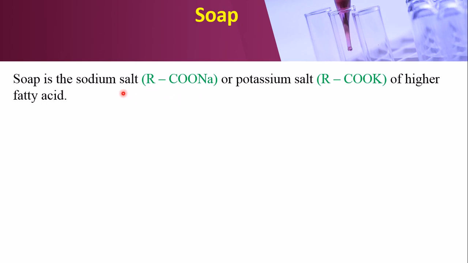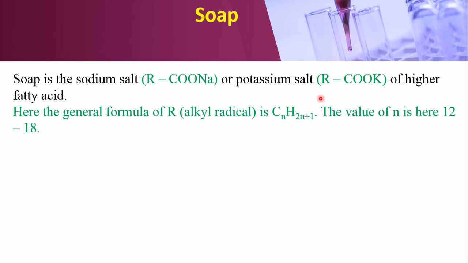When soap is the sodium salt of higher fatty acid, then its formula is RCOONa, and when the soap is potassium salt of higher fatty acid, then its formula is RCOOK. Here R is the alkyl radical, and all you know the general formula of R is CnH2n+1. Since the soap is the salt of higher fatty acid, so here carbon number is 12 to 18.